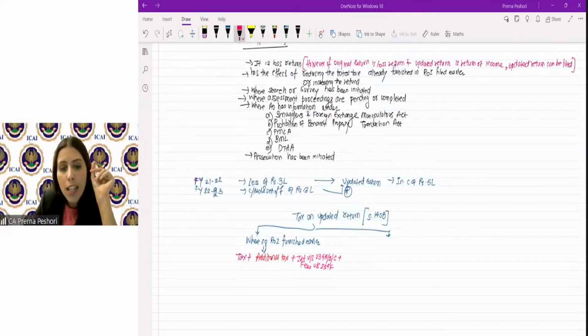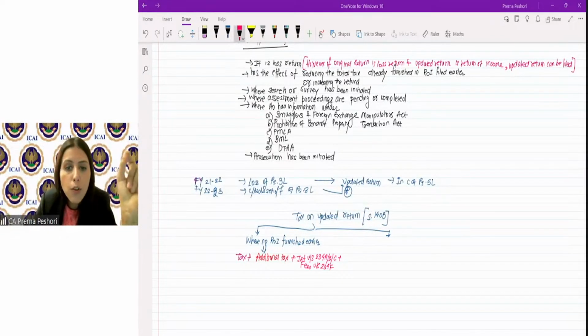And the interest on that tax payable will be calculated under 234A. Are we clear? So on the tax on the total income, which is payable by the assessee as computed, as declared in the updated return, on that you will have to also pay 234A interest.